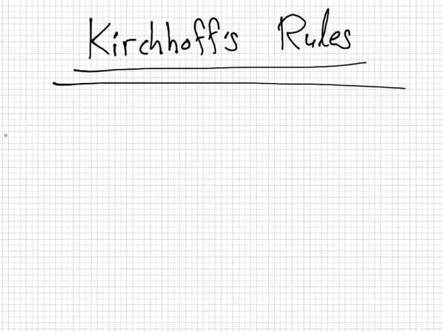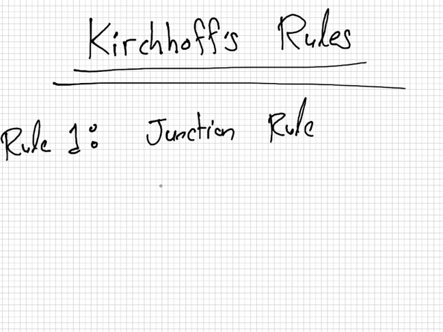And Kirchhoff has two rules for circuits. And they're very useful rules that let you solve circuit problems. So he has two rules, and I'll explain how to use the rules now. So his first rule, rule 1, is called the Junction Rule. And the rule says if you add all the current in a junction, it should equal 0.